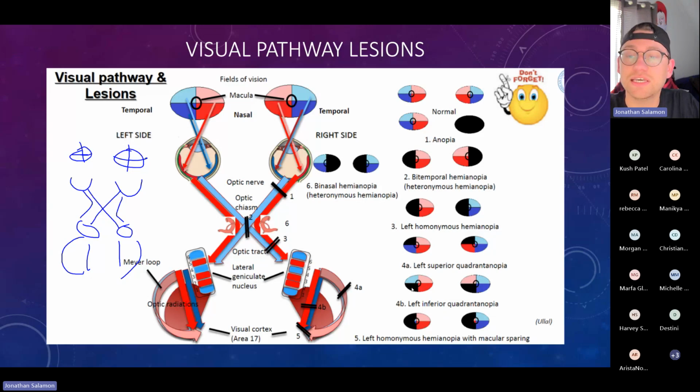And know that it's, once again, backwards, right? So bottom left field of view is gone. Well, that's top right. Top left field of view is gone. Well, that's bottom right. Does that make sense? I hope this makes sense.